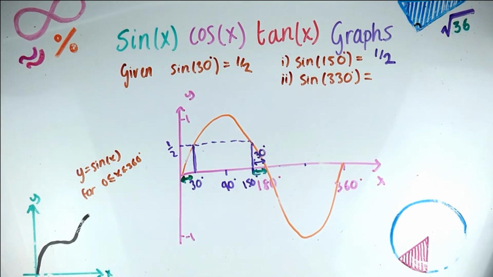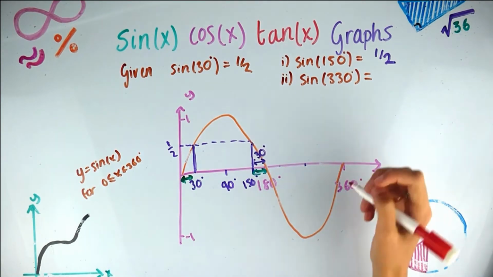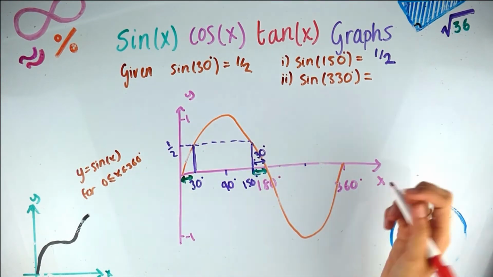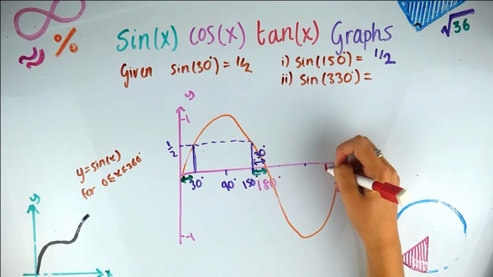What if we look now at sine 330? We need to find 330, and we don't know exactly where that is, but we want sine x, sine 330. So 330 along the x-axis is somewhere here.